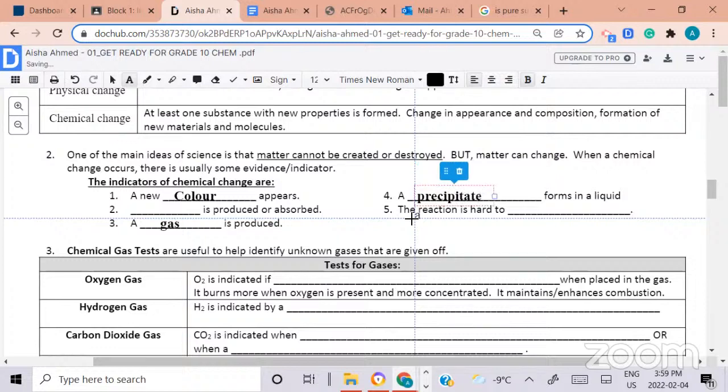How do you know this? We learned it. Okay, and a reaction is hard to reverse. This is very simple stuff. Like you have to know it.